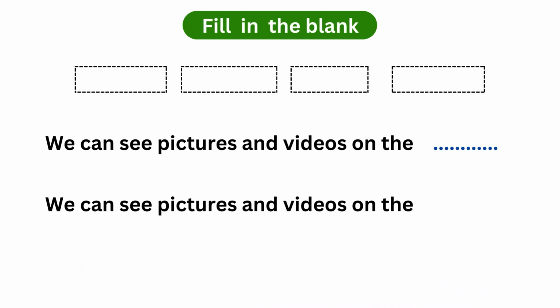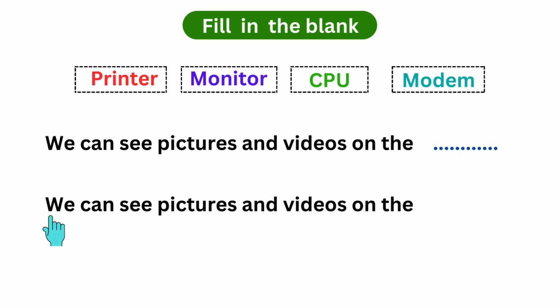Here's the 16th fill in the blank question for you. We can see pictures and videos on the dash. Your options are printer, monitor, CPU or modem. The correct answer is we can see pictures and videos on the monitor.